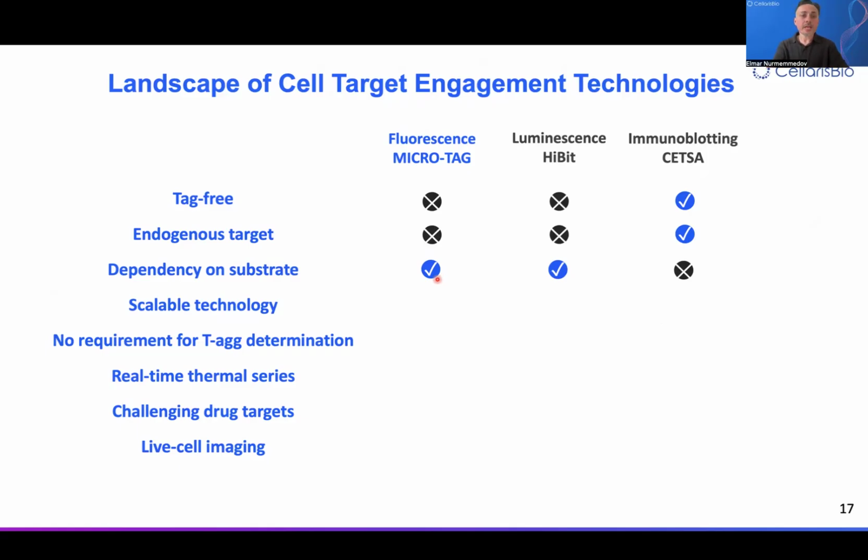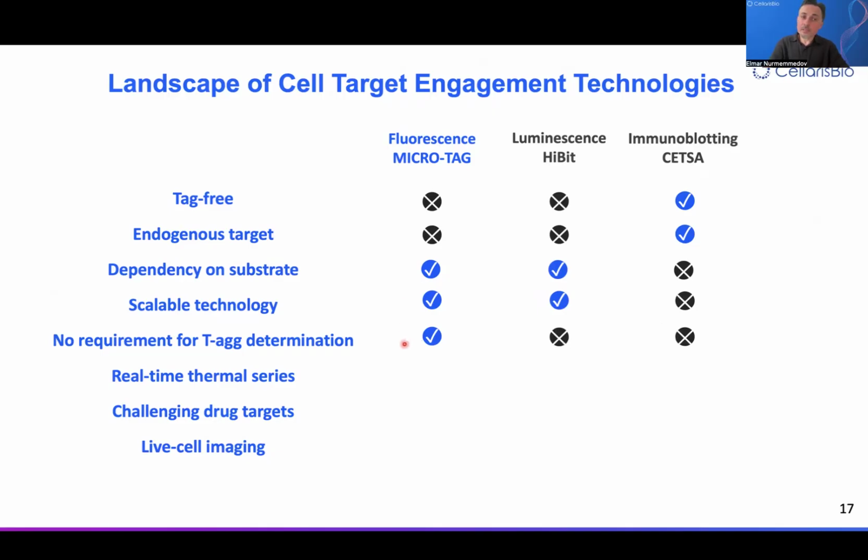And then again, HiBiT and microtag systems are very scalable because these are enzyme complementation technologies. Once you generate that reporter cell for your target, you can design any kind of high throughput, very sensitive, adaptable systems.